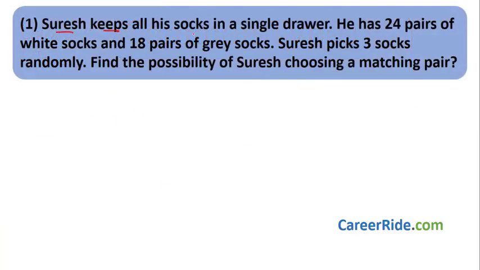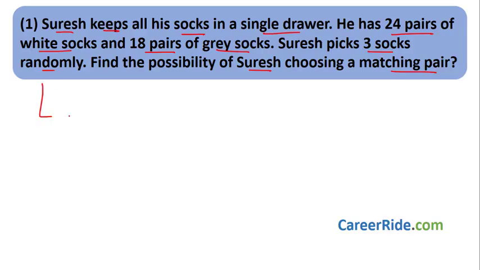Suresh keeps all his socks in a single drawer. He has 24 pairs of white socks and 18 pairs of grey socks. Suresh picks 3 socks randomly. Find the probability of Suresh choosing a matching pair. Very easy. You can go by formula also, but let us see if we can solve this by normal logic. Let us see, what have they given?